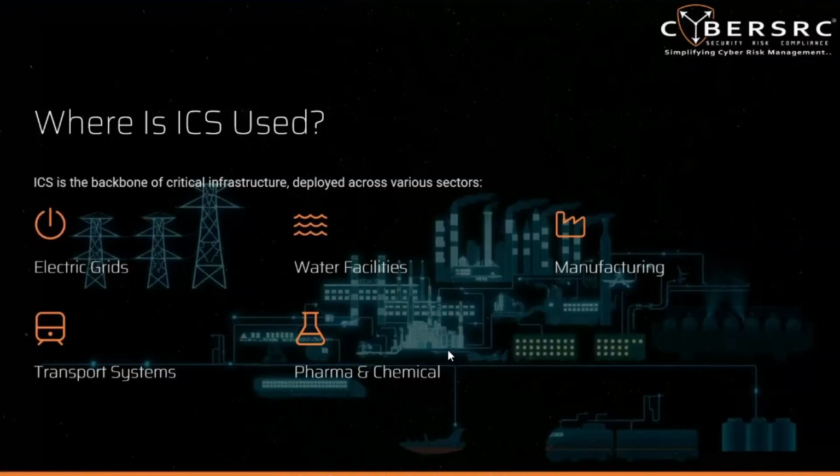So now, where is ICS used? Okay, we know it is industrial control system, but where is it used? We have electric grids, water facilities, manufacturing, transport systems, and pharma and chemical industry. As you already know, these are things that need to work 24/7 to ensure that our daily lives are not impacted. For example, the electric grid generates power 24/7, and that is why we are attending this webinar also. So now let's see how this infrastructure works, what the insights of the infrastructure are, and later we'll move on to the security part.